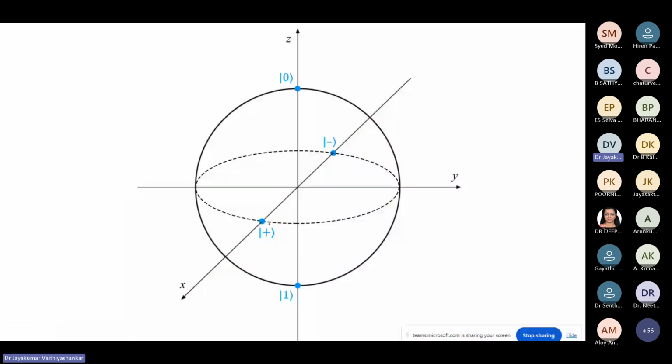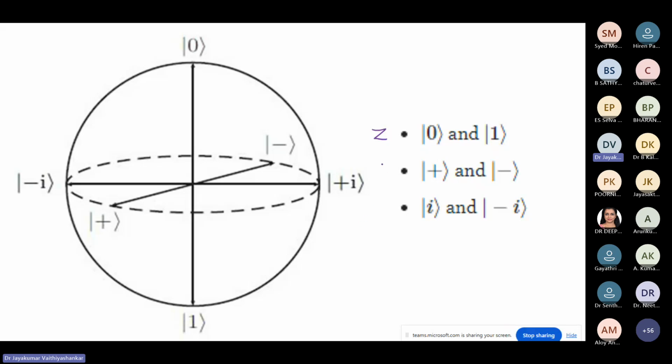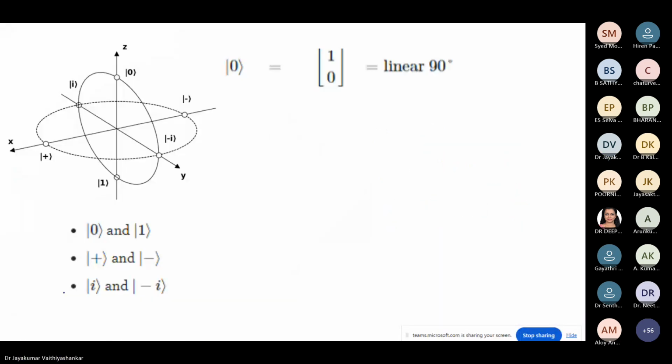So positive x is denoted with positive state, negative x with negative state. In a similar way, you can represent y as positive y and minus y as negative y. So completely we have three pairs now: state 0, state 1; positive, negative; positive y, negative y. This is for the z-axis, this is for the x-axis, this is for the y-axis. Once you have three pairs, you can represent your quantum particle anywhere in this Bloch sphere. Remember all this stuff. If you want to represent your quantum state in matrix form, this is your quantum state, this is your matrix form.